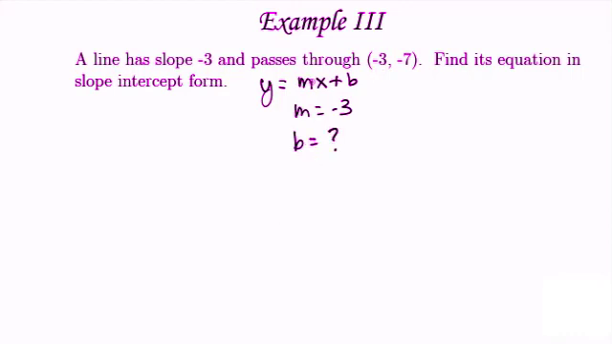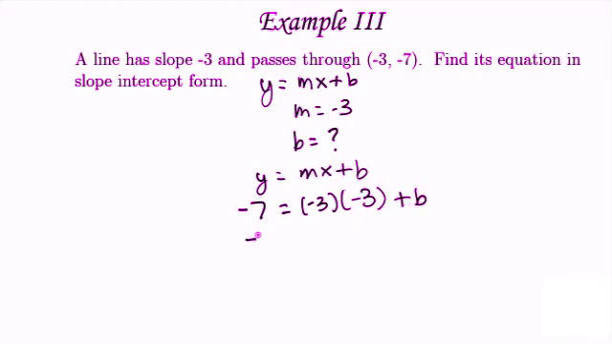Since I have a value of x and a value of y and m, I will just have one equation with one unknown, b, and I can therefore solve for b. So y equals mx plus b. I'm going to let y equal negative 7. M is negative 3. X is negative 3. And I am solving for b. That gives me negative 7 equals negative 3 times negative 3, which is 9, plus b.